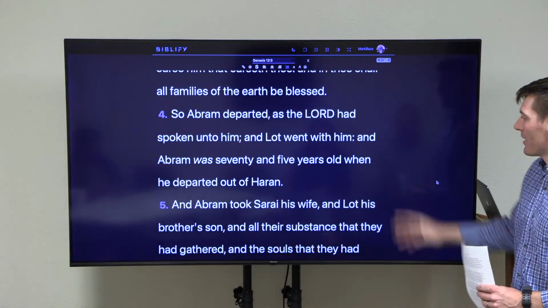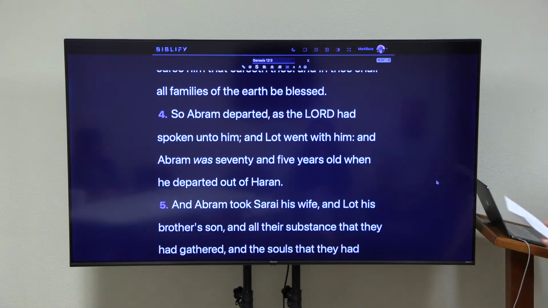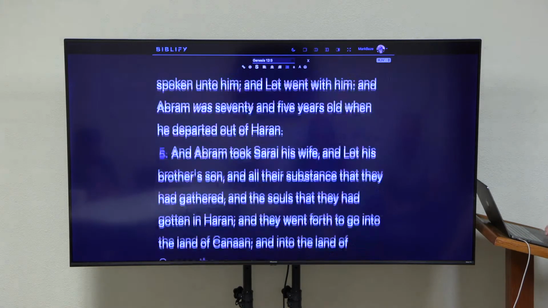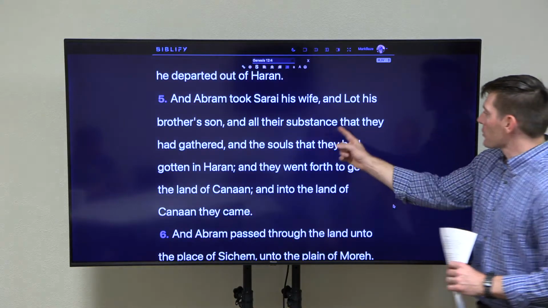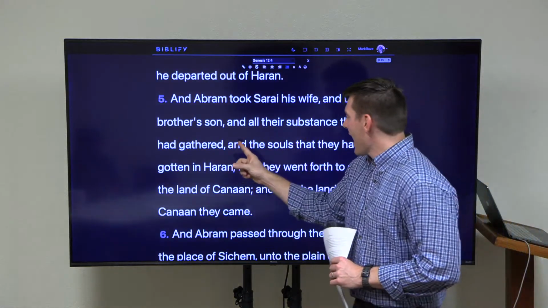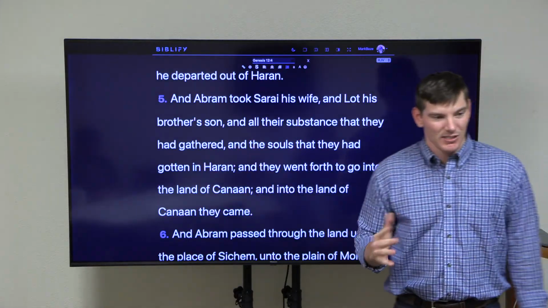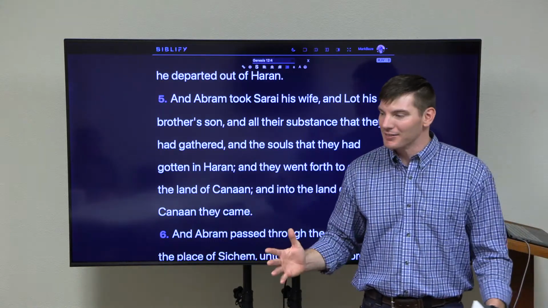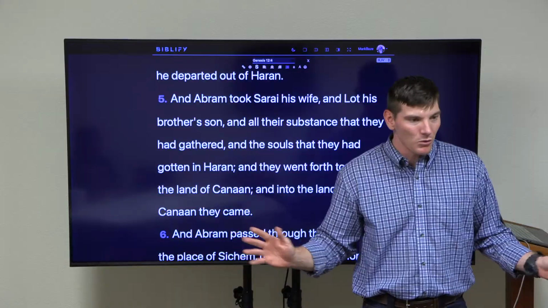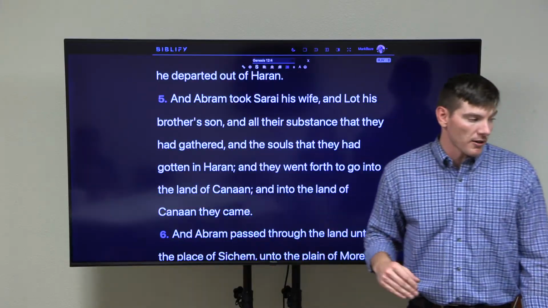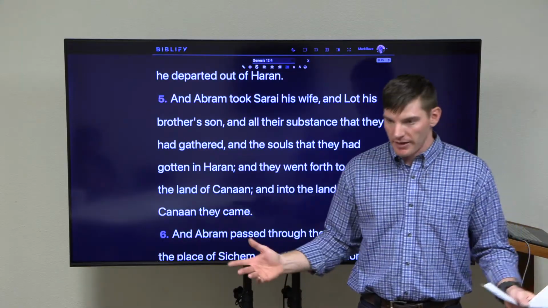So with all that being said, he's 75 years old. He departs out of Haran. And now, in verse 5, he takes Sarah, his wife, and Lot, his brother's son, and all their substance that they had gathered, and the souls that they had gotten in Haran. Now, let's stop right there for a moment, because, hold on, how did we get these substances? How did we get these souls? What's going on? The word souls there is a word of people. That's most often how it's used there.